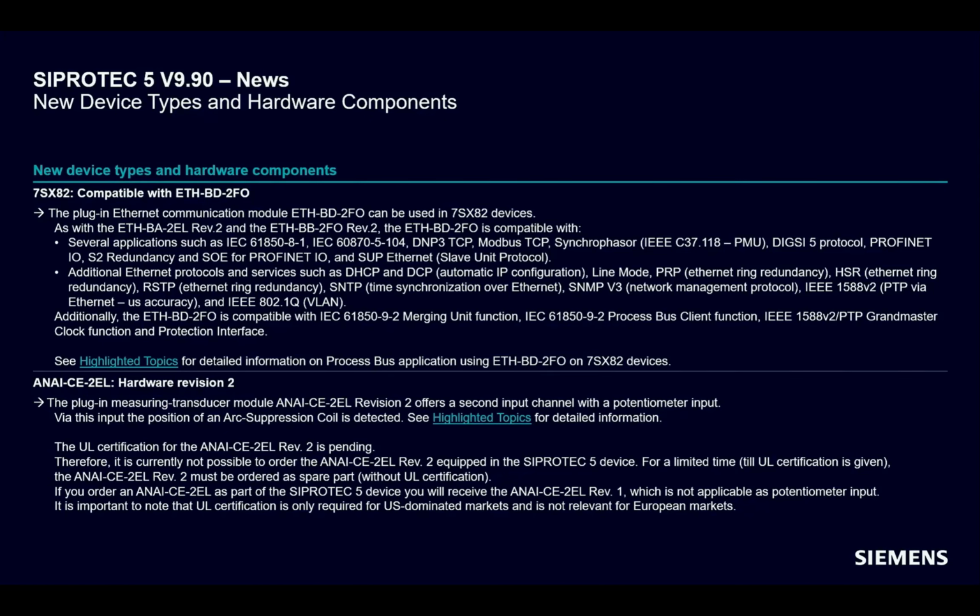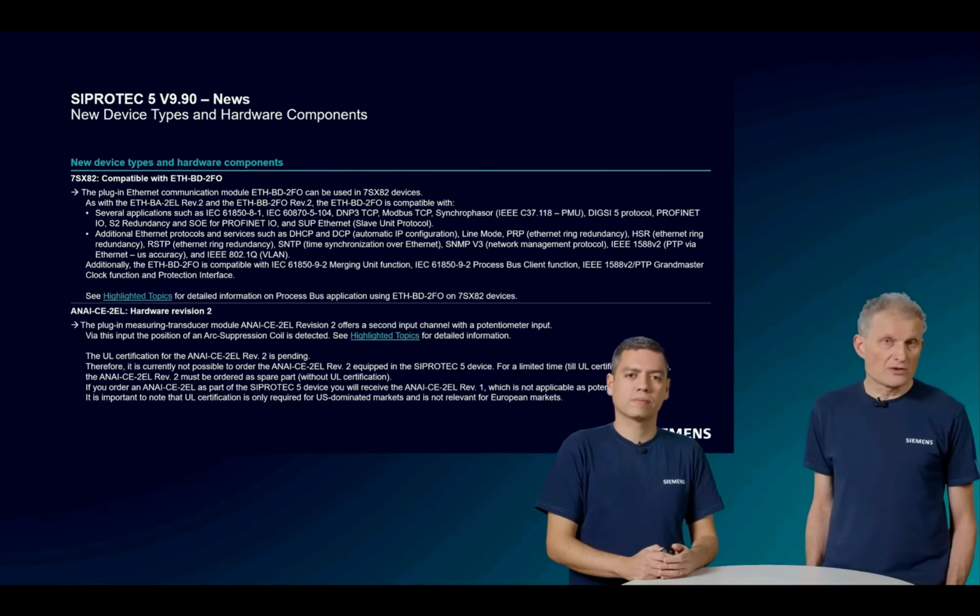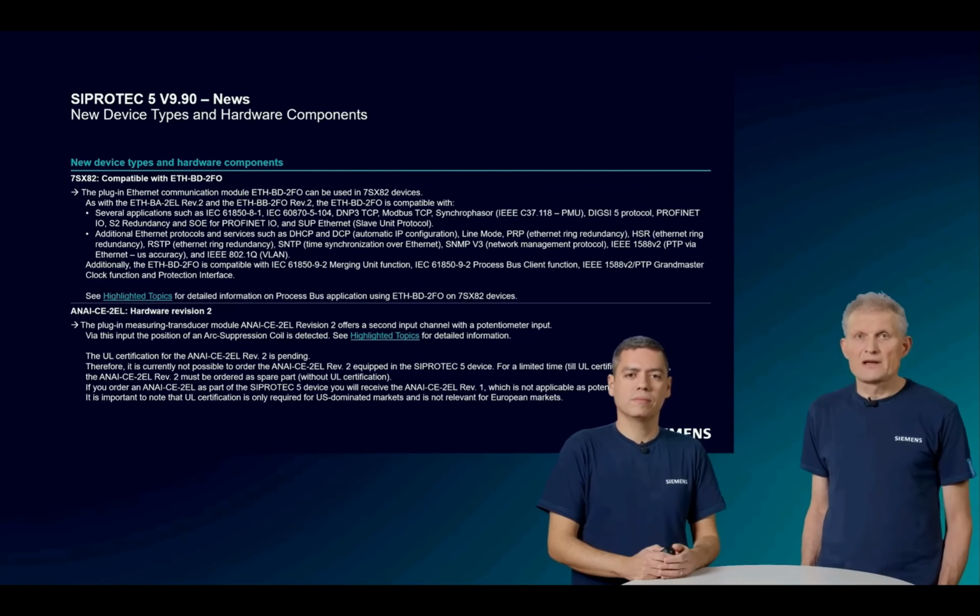Another general topic is the plug-in measuring transducer module ANA-E CE-2EL with a new hardware revision 2. The new hardware variant offers a second input channel with a potentiometer input to monitor the position of an arc suppression coil. This will be also part of the highlighted topics for more details.